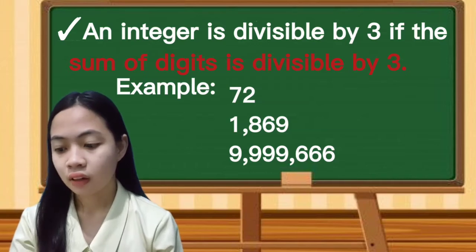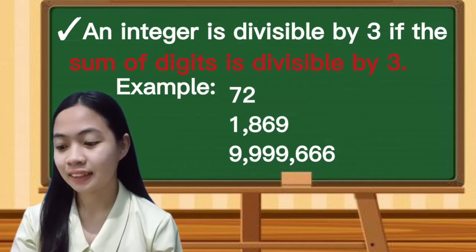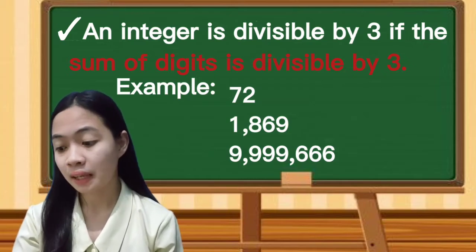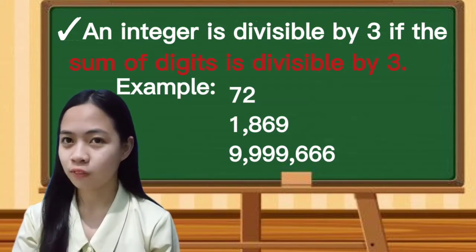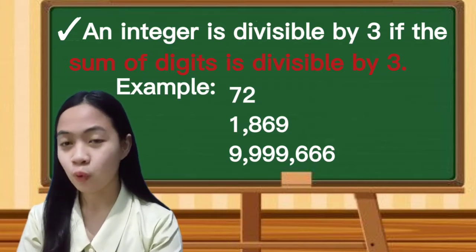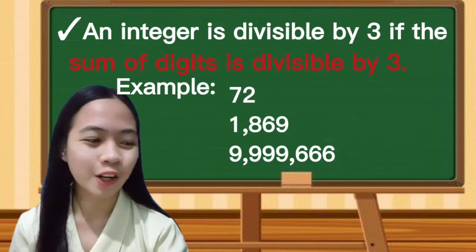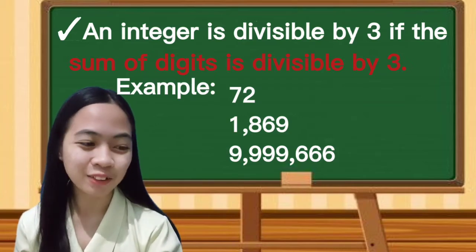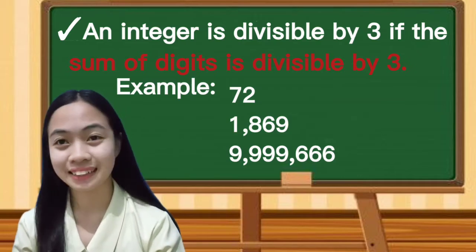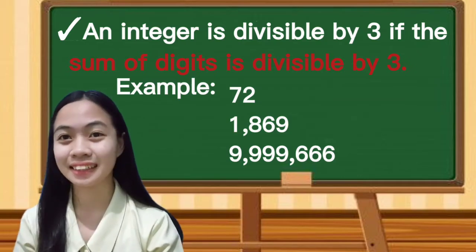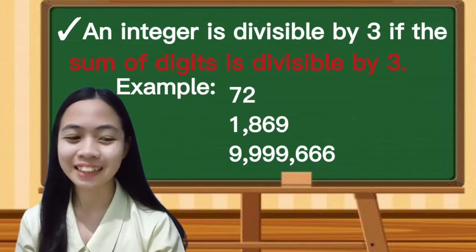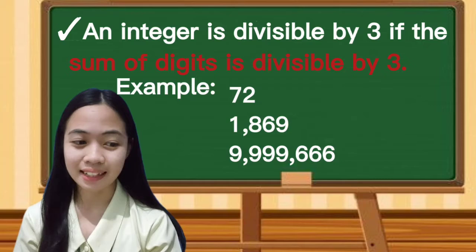Another one, 1,869. 1 plus 8 plus 6 plus 9 is equal to 24. 24 is divisible by 3. Another one, 9,999,666. 9 plus 9 plus 9 plus 9 plus 6 plus 6 plus 6 is equal to 54. 54 is divisible by 3.